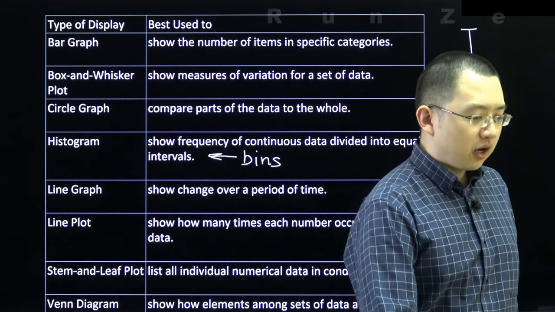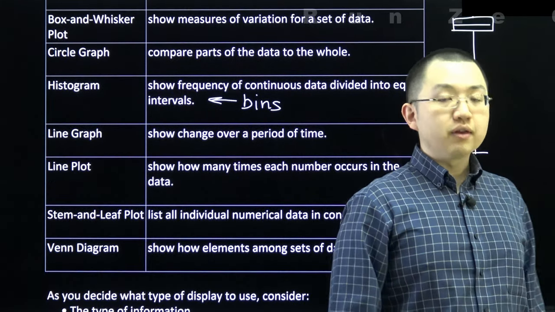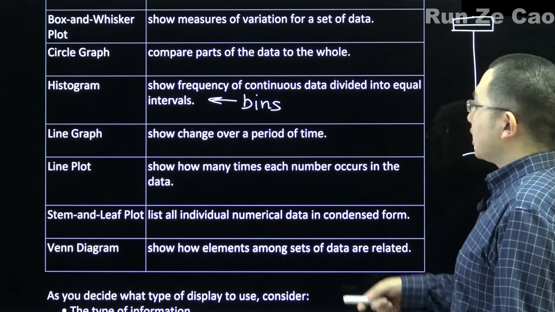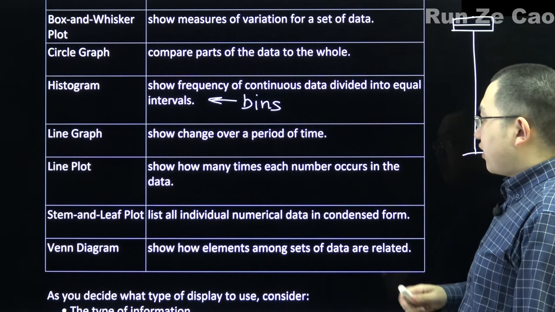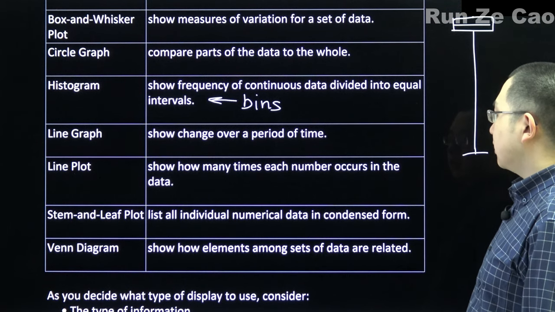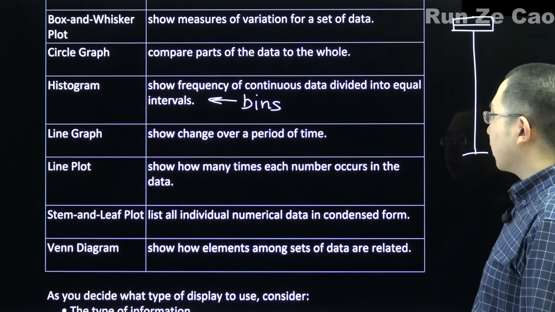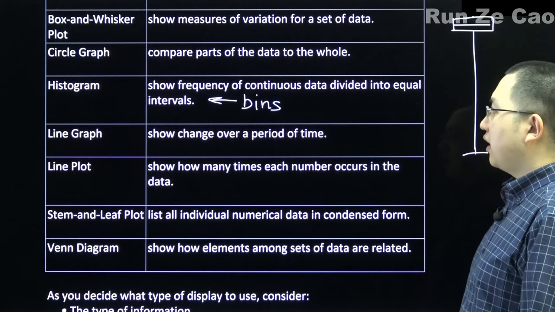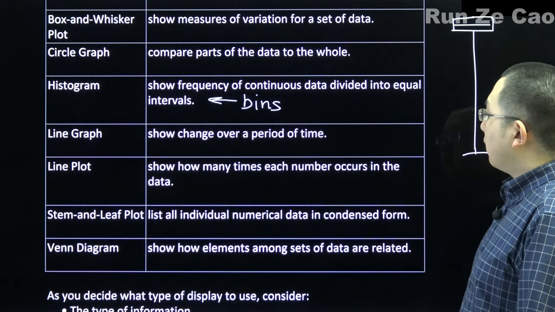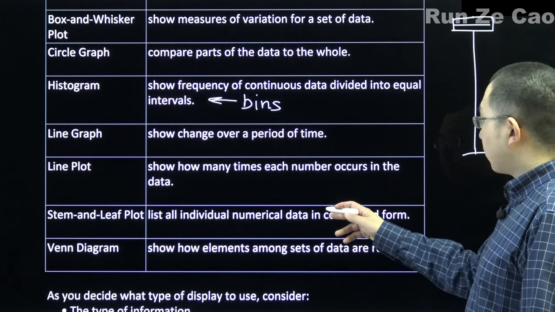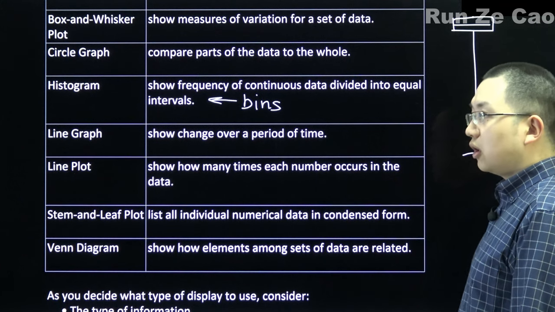Circle graphs compare parts of the data to the whole, so they show the proportions occupied by each category very well. Line graphs show change over a period of time. Line plots show how many times each number occurs in the data. What's the difference between a line graph and a line plot? Well, a line plot can also be said to be a probability distribution curve.